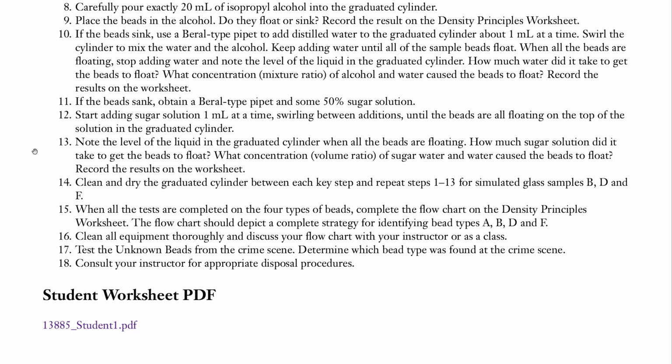We're going to clean and dry the graduated cylinder between each key step and repeat steps 1 through 13 for simulated glass samples B, D, and F. When all the tests are completed on the 4 types of beads, you're going to complete the flowchart on the Density Principles worksheet. The flowchart should depict a complete strategy for identifying bead types A, B, D, and F.